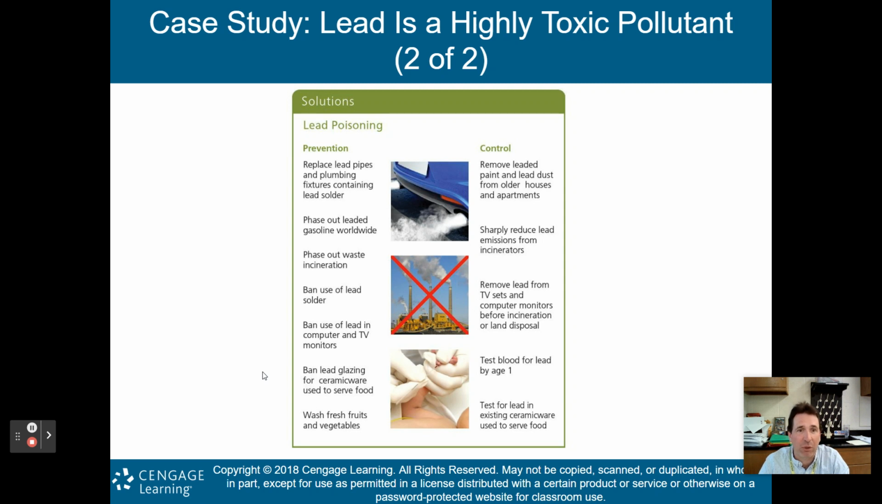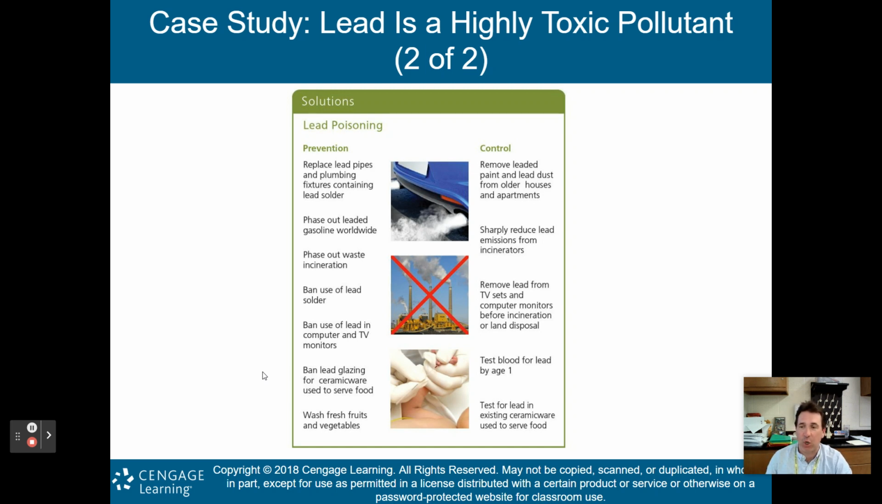So prevention: replace lead pipes and plumbing fixtures containing lead. Phase out leaded gasoline worldwide, which in this country you can't find anymore. Phase out waste incineration, because that can send the lead into the air. Ban the use of lead solder. Ban the use of lead in computers and TVs, right? Just basically ban it. Control: remove leaded paint and lead dust from older houses and apartments.